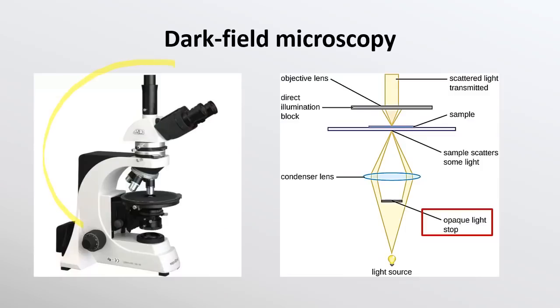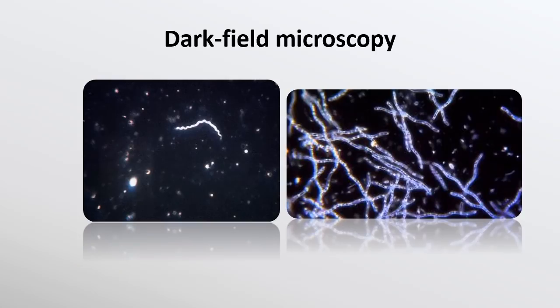Okay, this is how a dark field microscope looks. It looks quite similar to the bright field microscope, but the only difference is that it has an opaque light stop, which helps the condenser focus the light at an oblique angle. And this is what the images look like. There is a dark background, and the bacteria look shiny or white. This is actually Treponema pallidum, which causes syphilis.